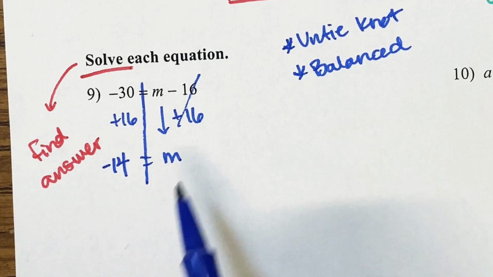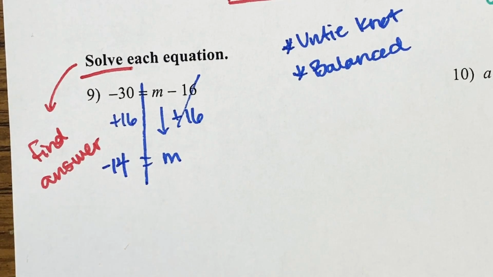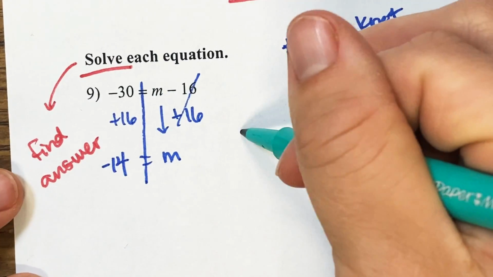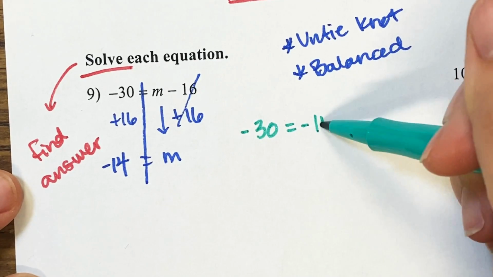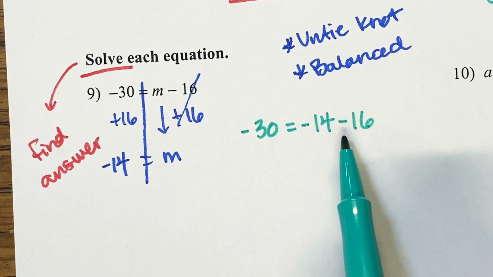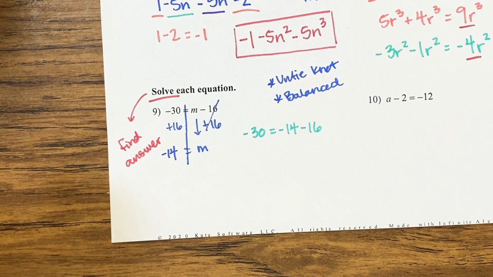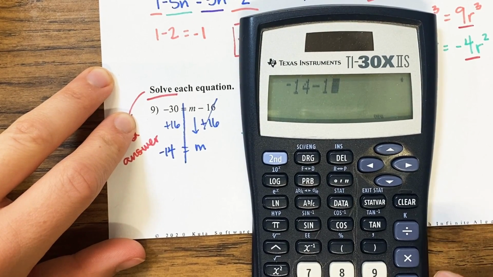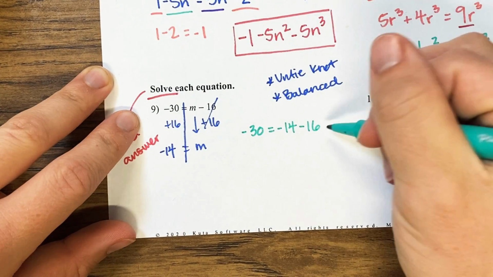Okay, our m is all by itself, but let's go ahead and check the answer. Meaning, plug negative 14 back in for m, and see if it actually works. So we had negative 30 is supposed to be our answer. We found that m is negative 14 minus 16, okay? Does negative 14 minus 16 equal negative 30? And you can always check this on a calculator if you want to. Yes, it does. Okay, so we did that right.